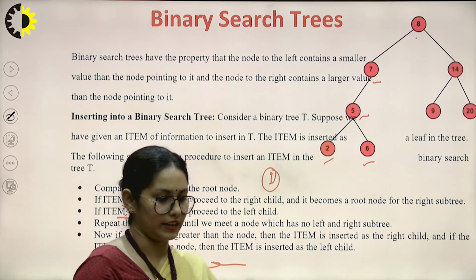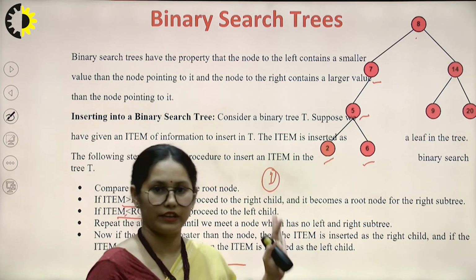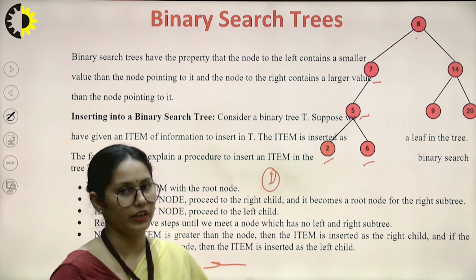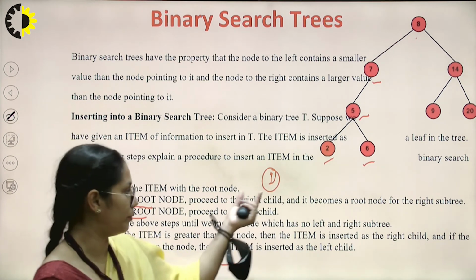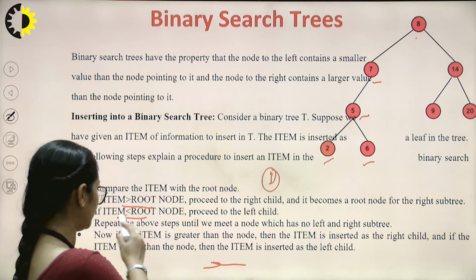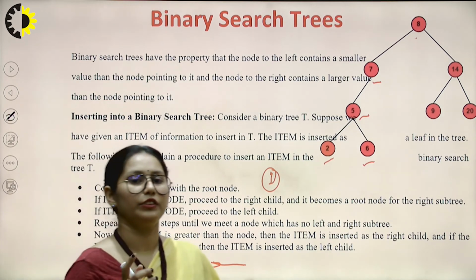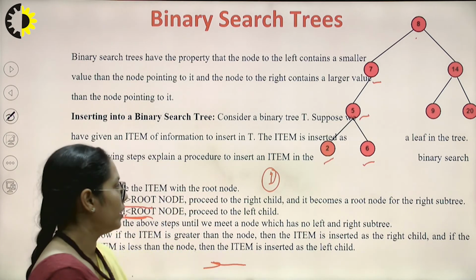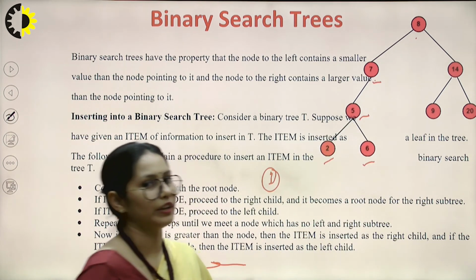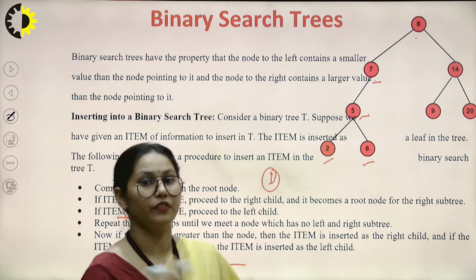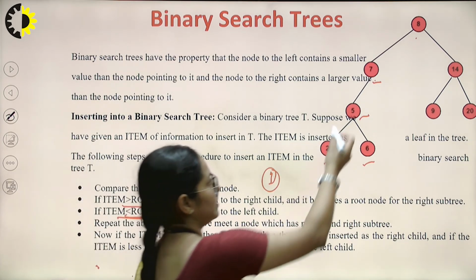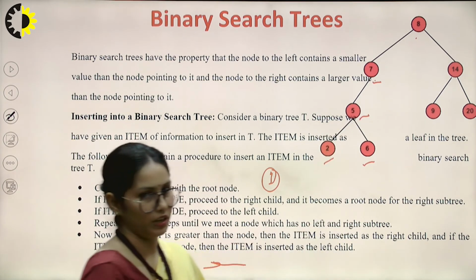Now I said that whatever is on the left side will have values lesser than 8, and 1 is definitely lesser than 8. So where will this node be inserted? On the left side. This condition says if the item is less than the root node, then you proceed to the left side. So I go to this node which is 7. I compare again, and 1 is far less than 7, so you again go to the left side of this subtree.